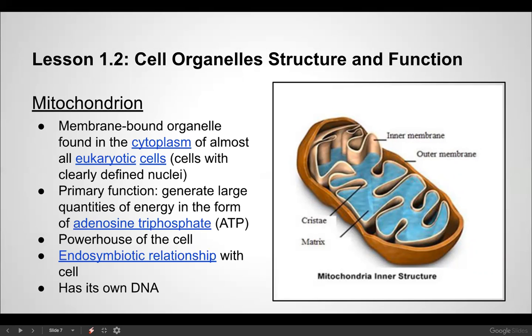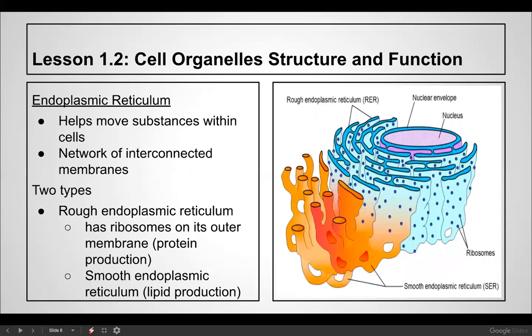Primary function, generate large quantities of energy in the form of adenosine triphosphate, or ATP, so known as the powerhouse of the cell. And it is believed that this particular item, the mitochondria, has its own DNA and was once not part of a true cell, and it entered into a different cell and all of a sudden started to reproduce, and now cells have this particular item in it. And the benefit to the cell, it has some protection, it gets food, and it gets energy from this particular organelle. It has its own DNA.